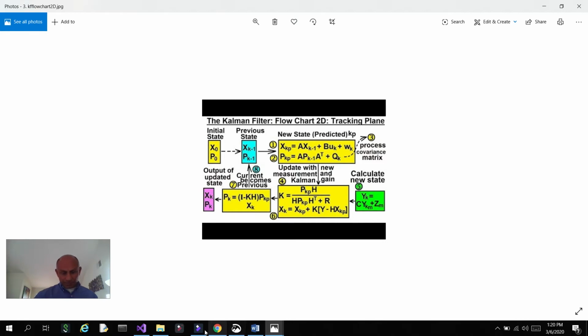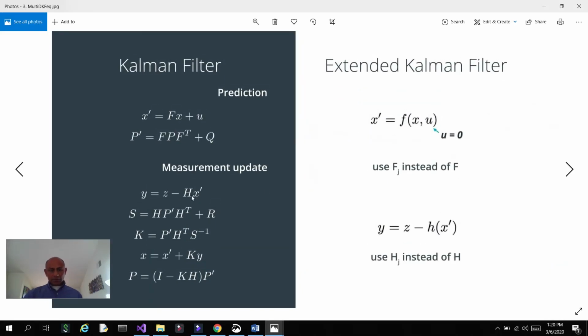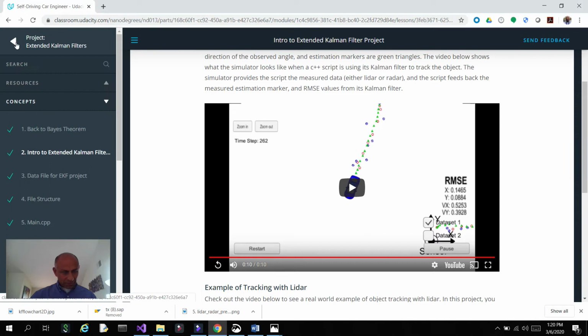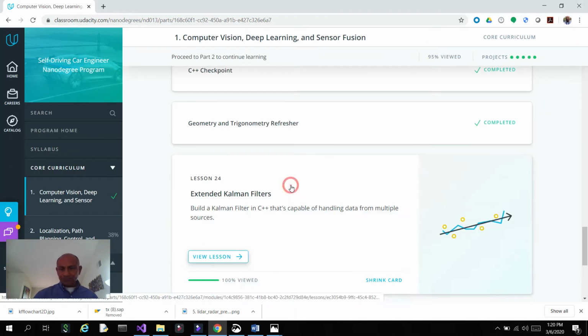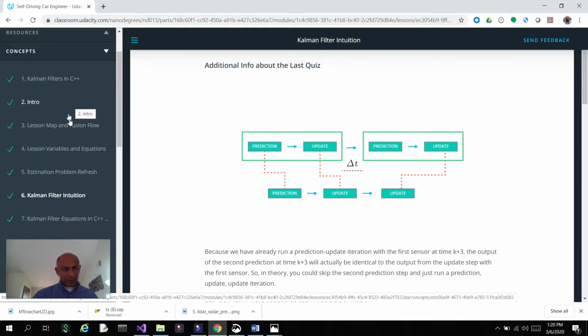Let's see another picture here that uses some different conventions. So this is prediction, this is update. So I guess we'll go through it in a different way. I'm just gonna not go into it at this time step here. So let's go through some more concepts for Kalman filter or extended Kalman filter exercise here.